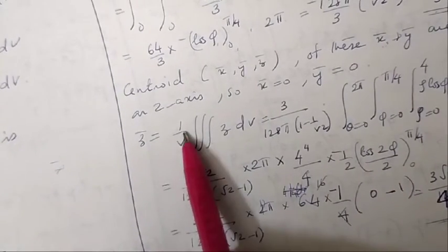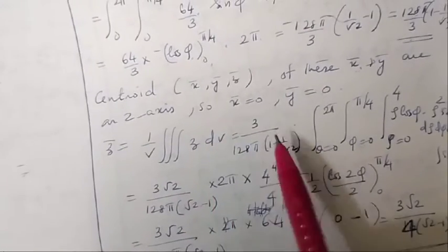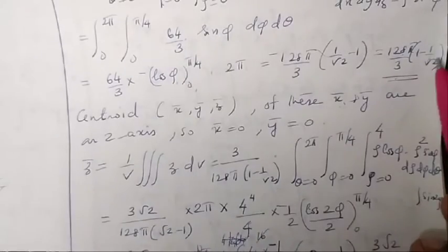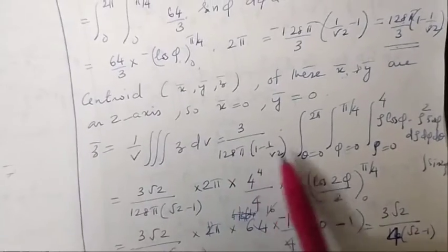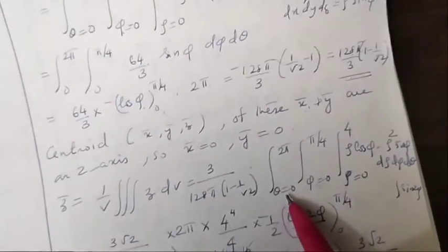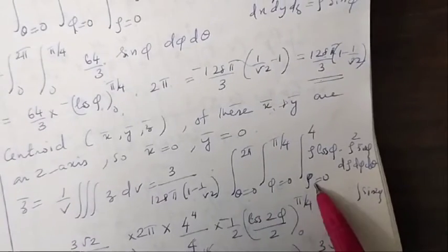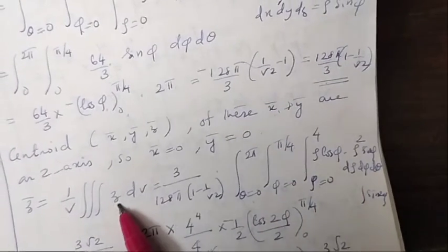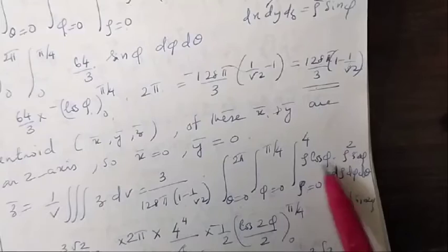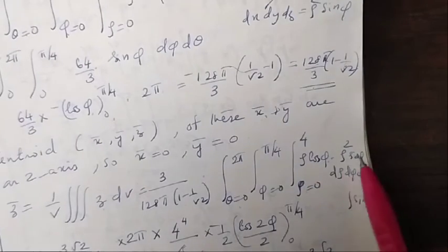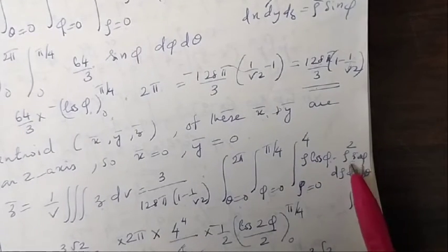What is z bar? 1 by volume triple integral z dV. So 1 by volume is the value we get. So substituting that, then triple integral again with respect to theta, phi, and rho using the spherical coordinates. And corresponding to spherical coordinates, what is z? Z is rho cos phi. Then dz dy dx is rho square sine phi d rho d phi d theta.